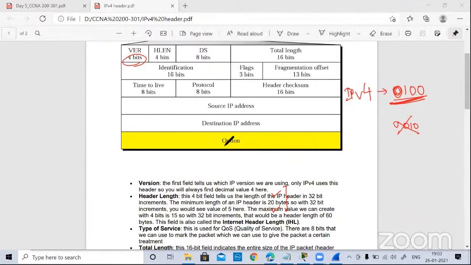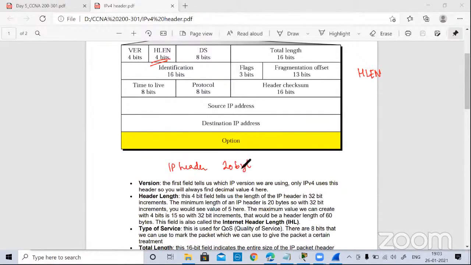Now the header length. As we just saw, the header length varies from 20 bytes to a maximum of 60 bytes. How will we understand this part? We are only given 4 bits for the header length. So how would I represent 20 to 60 bytes? How would I know whether my IP header is 20 bytes or 35 bytes or 40 bytes or 60 bytes, because I am given only 4 bits?